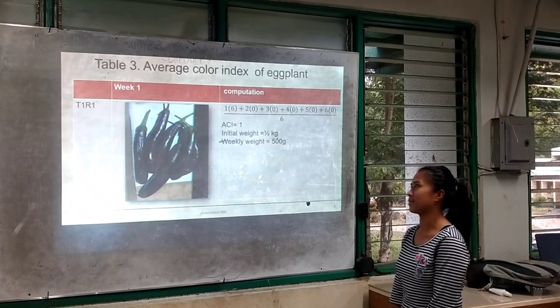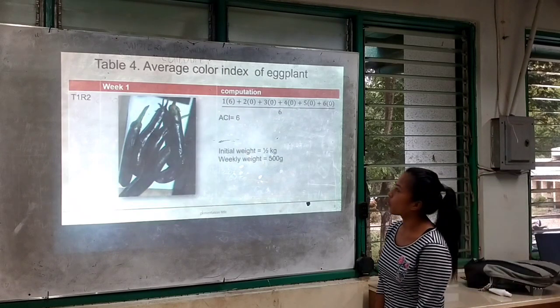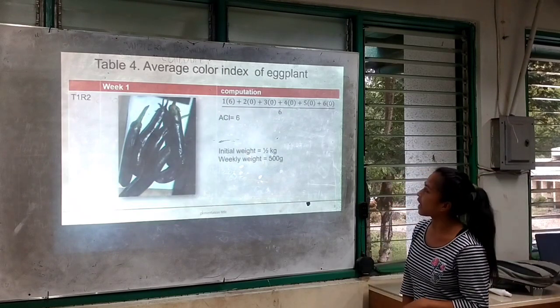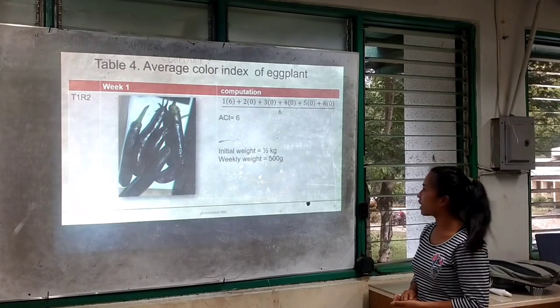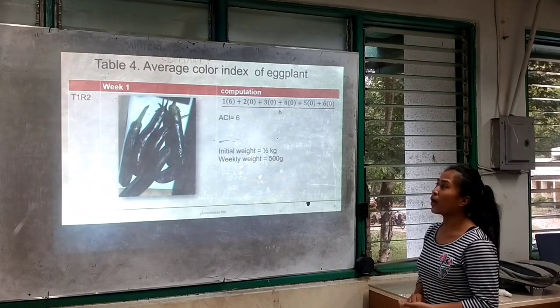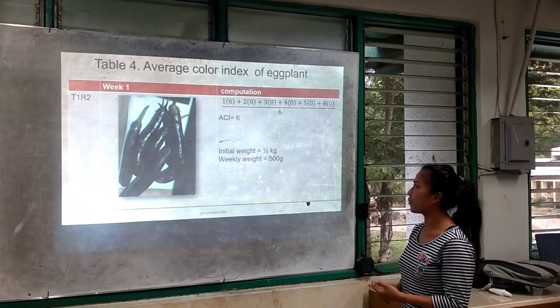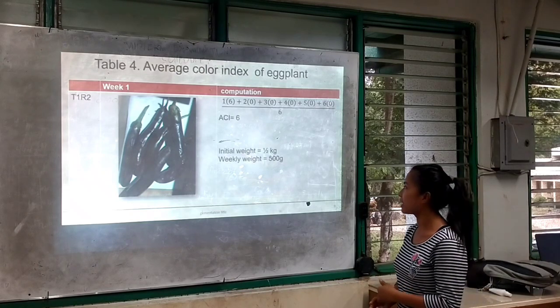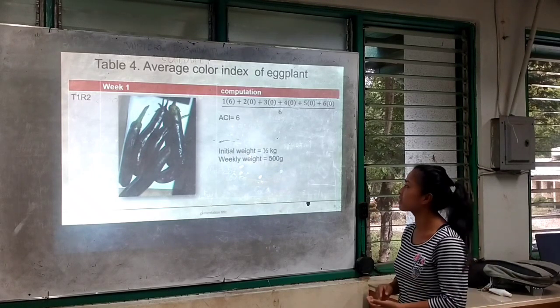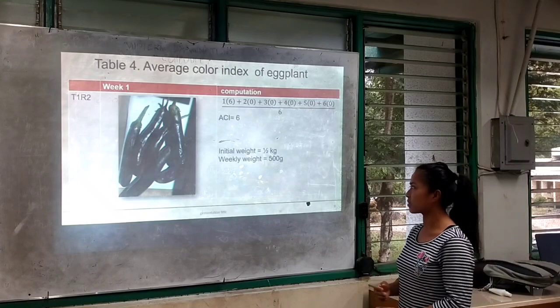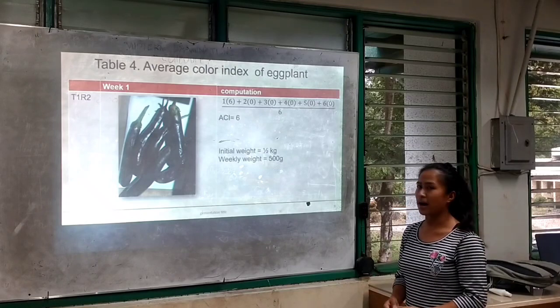For week 1, treatment 1, replication 2, the computation is the same as the T1R1 earlier, and the initial weight and weekly weight are still the same. So it means no symptoms were created and there was no change in its weight.